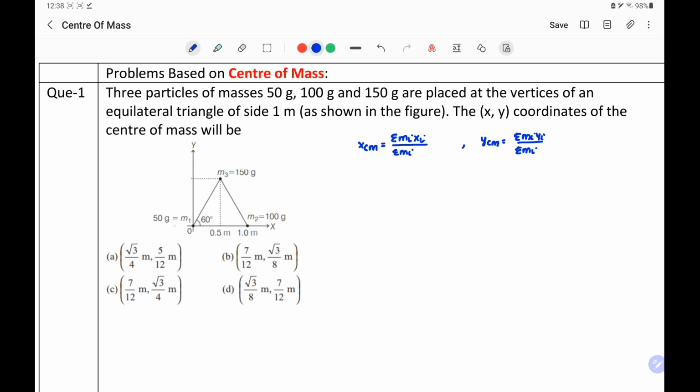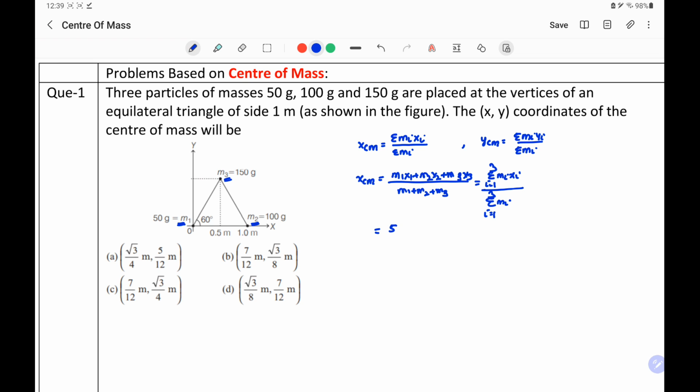The system has three particles, one is m1, another is m2 and the third one is m3. So we can find the coordinate of the center of mass as m1 x1 plus m2 x2 plus m3 x3 divided by m1 plus m2 plus m3. In short, we can write it as summation mi xi, where i equals 1 to 3, divided by summation mi, where i equals 1 to 3. Now we substitute the values.